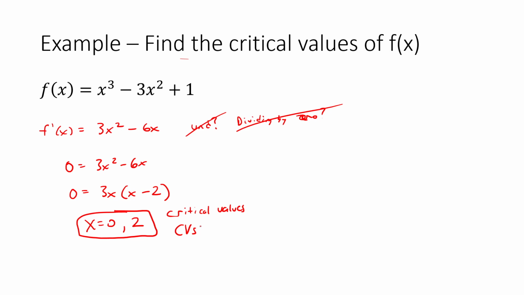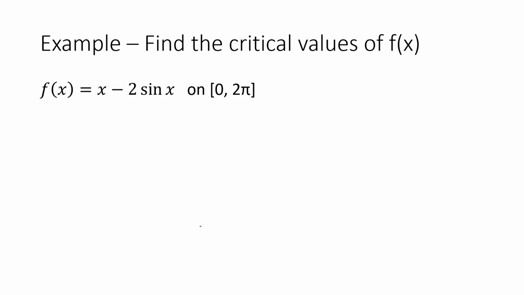All right, another example. Here we're using trigonometry. Okay, and they're giving us an interval because otherwise we would get an infinite number of solutions. Okay, so we take a derivative. Derivative of x is 1, and then sine becomes cosine.